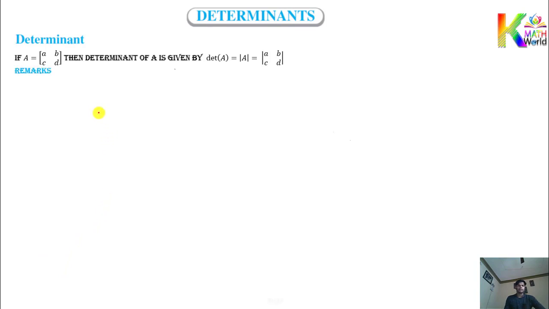Okay, then see the next thing. Remarks: whatever we discussed, you can see here. This one is read as determinant of A. Don't read it as modulus of A. This is not modulus.